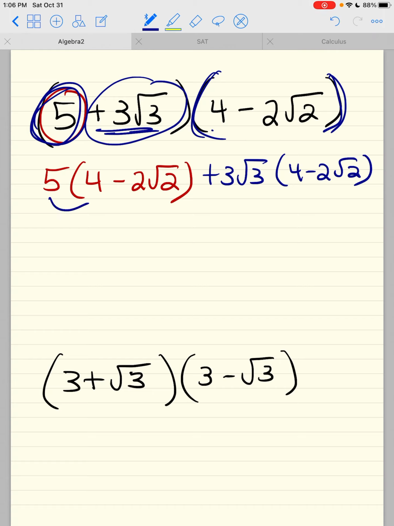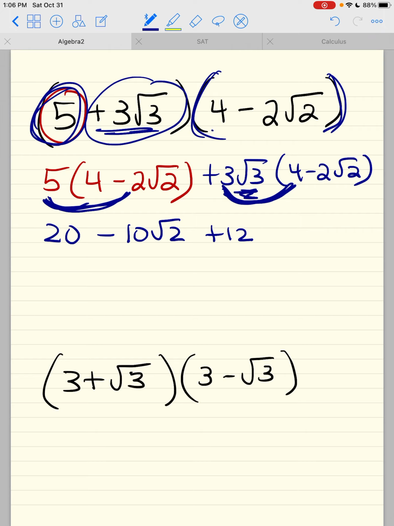So let's see what happens here. That's 20. The number times the number, that's negative 10 rad 2. Let's do a number times a number. Positive 3 times 4 is positive 12. Now the radical 3 stuck to this 3, so you got to bring them along.